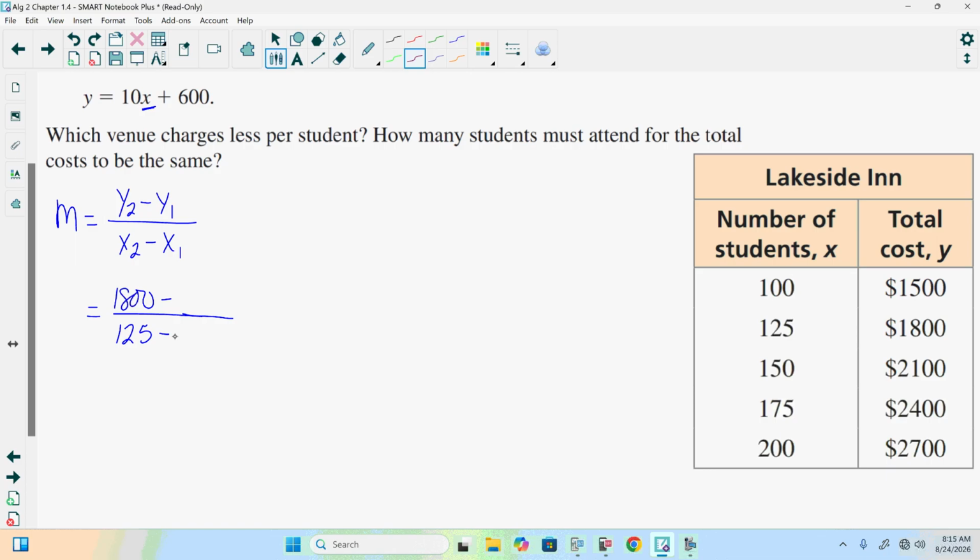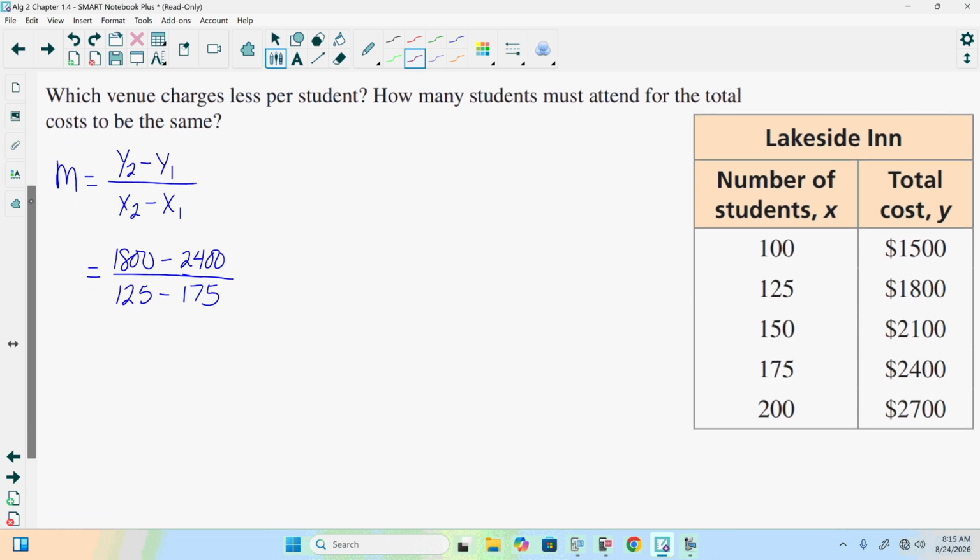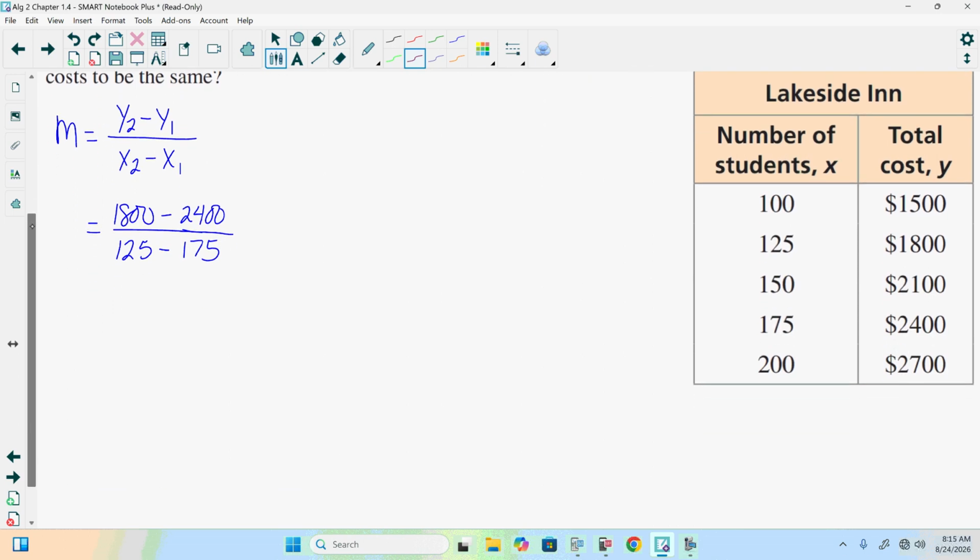2400. And we have to take its corresponding x value, which is 175. Really, for this here, we just need to pick one of the y values, match it up with its corresponding x, pick another y value, its corresponding x. Out of the 5 points, after we pick one we could use any of the other four. It does not matter. The only one we cannot pick is the point itself.